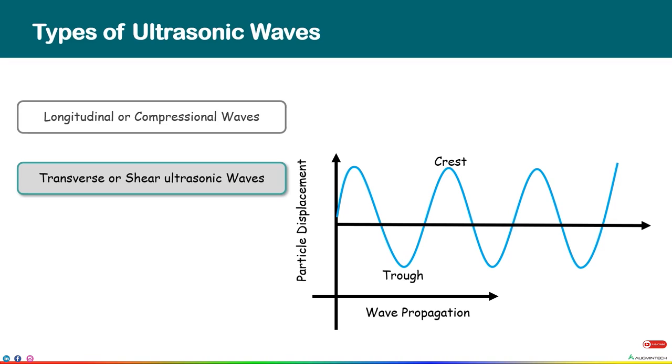The direction of particle displacement is at right angles, or transverse, to the direction of wave propagation. The velocity of a shear wave is 50% of the velocity of a longitudinal wave. Also, they can only propagate in solids. In ultrasonic inspection, an angle beam probe transmits transverse waves into a material.